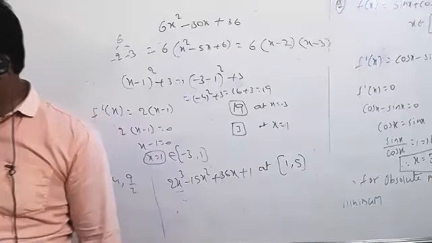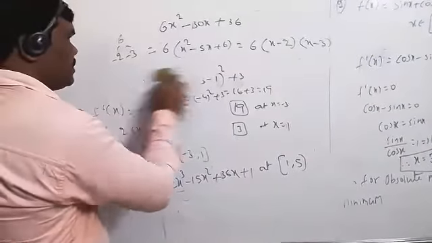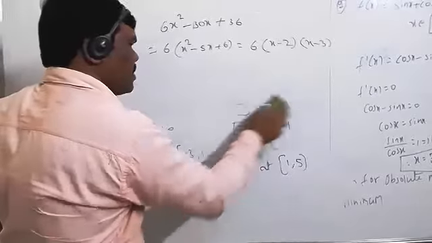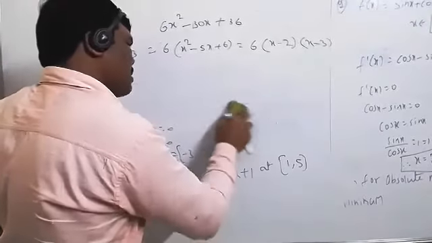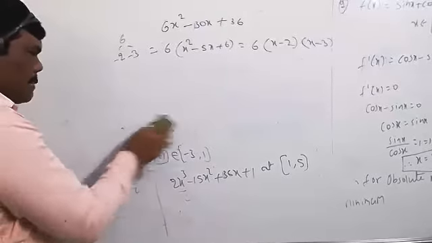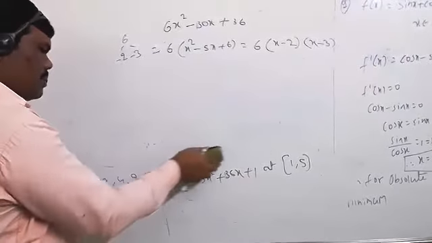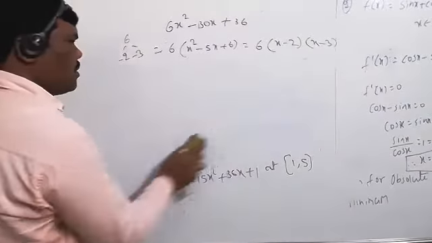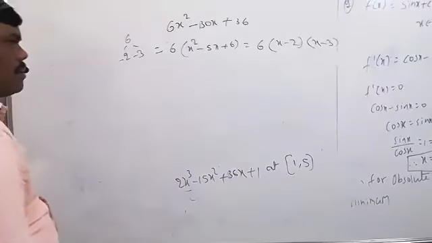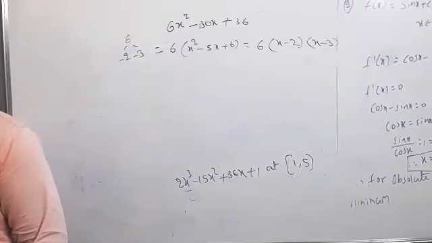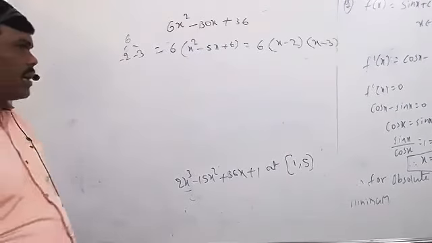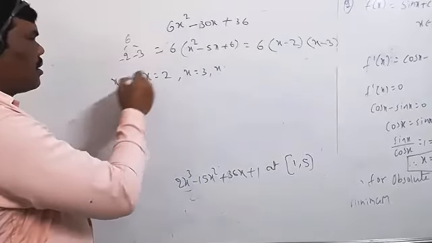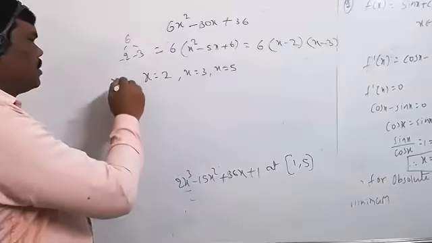Okay. Yes, complete. Okay, you can find all the values here. x equal to 2, x equal to 3, x equal to 1 and x equal to 5. 4 values we have to find.